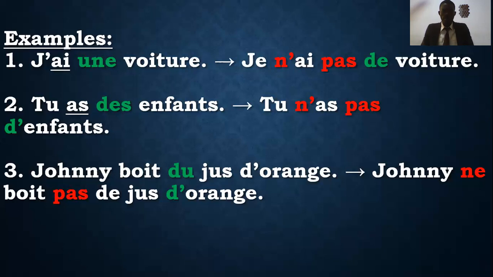So you can see that anytime you have an indefinite article, a partitive article or numerals, un, deux, trois, in your sentence, and you are changing it to negative, you have to replace them with de, or de apostrophe if the next word begins with a vowel or silent H. Isn't it easy? Yes, I know you can do it.